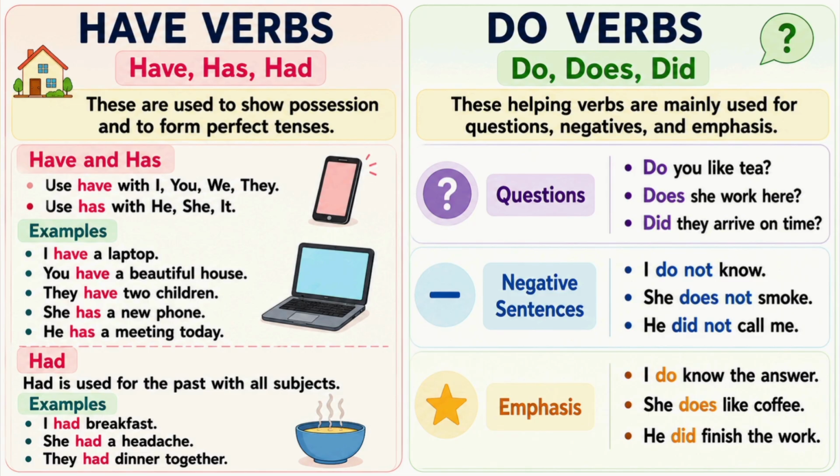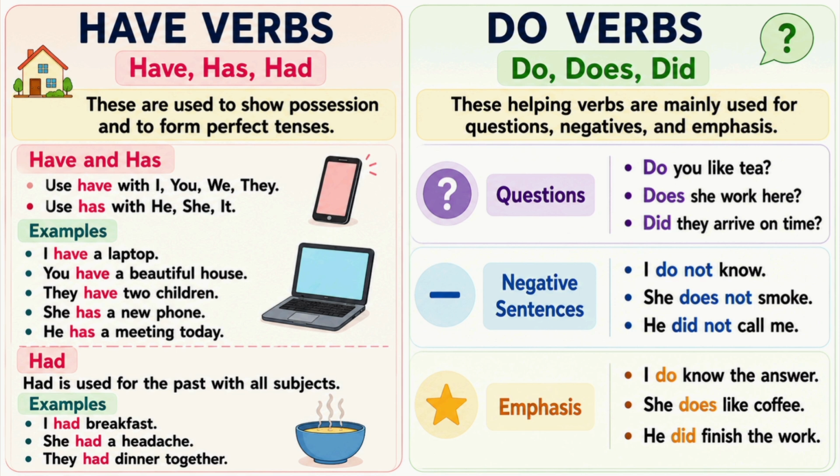Next are the have verbs, which are have, has, and had. These are used to show possession and to form perfect tenses. We use have with I, you, we, and they, like I have a laptop, you have a beautiful house, and they have 2 children. We use has with he, she, and it, like she has a new phone and he has a meeting today. Had is used for the past tense with all subjects, like I had breakfast, she had a headache, and they had dinner together.